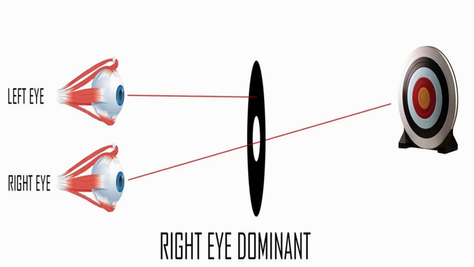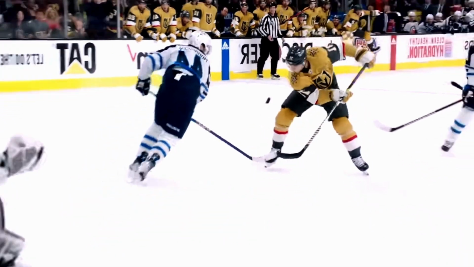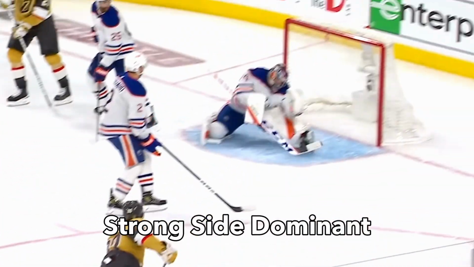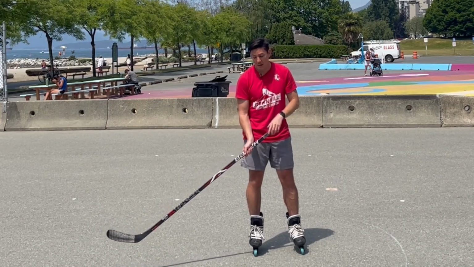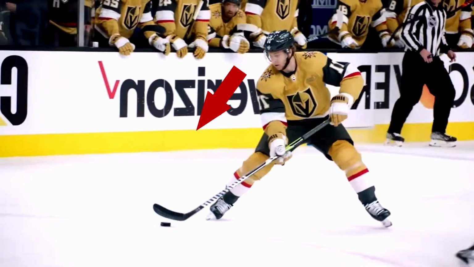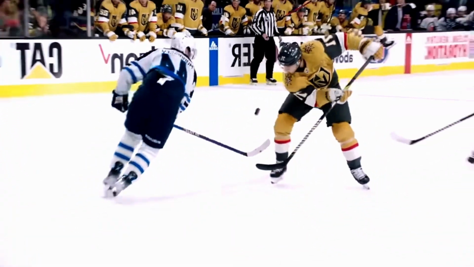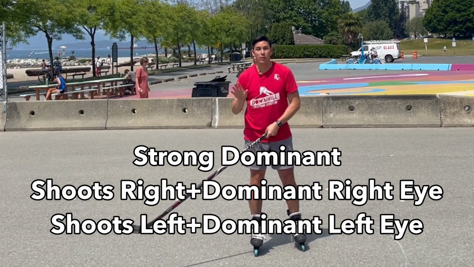So now we've figured out whether we're right eye or left eye dominant. And what that allows us to do is think, are we strong side dominant or are we cross side dominant? So my right eye is my strong eye and I'm right-handed. So that means that having the puck in this field of vision and being able to make passes over here is going to be really easy without moving my head.